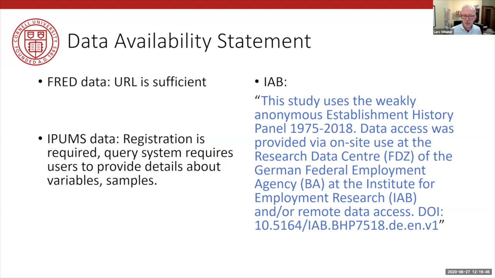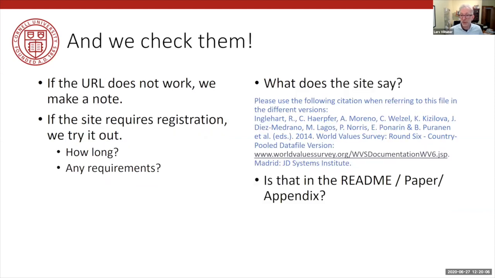Data availability statements go a bit beyond that. For FRED data, for instance, a URL is sufficient. How do you get it? Click on the URL. IPUMS data, you need to register and then provide details about the query system. The IAB writes it for you, what you should put in the data availability statement. You have to go into an on-site and there's an access procedure and an application procedure and all those kinds of things, right? So we check these things and we regularly get examples where, okay, somebody used, say, the World Values Survey. Here's the data citation. Wasn't in the paper. We added to the request to the author to do that.